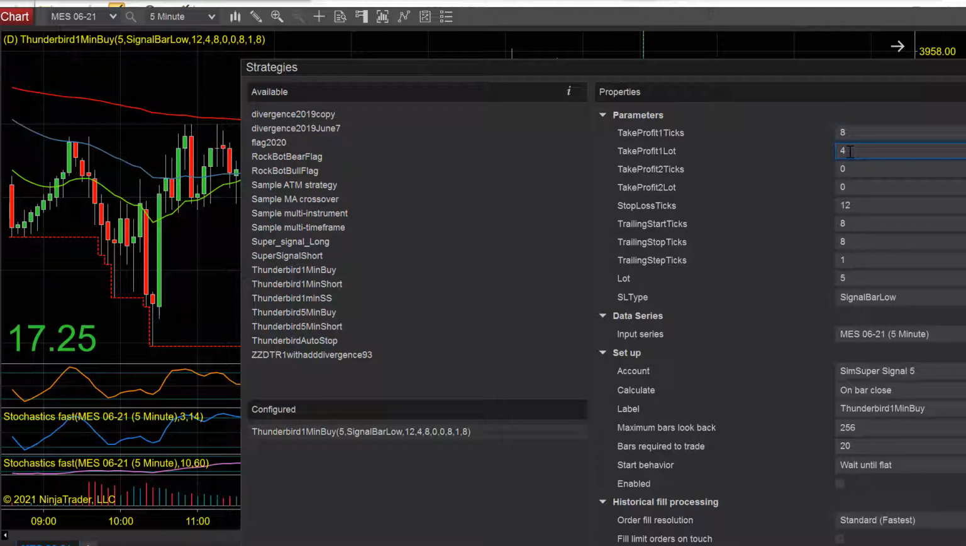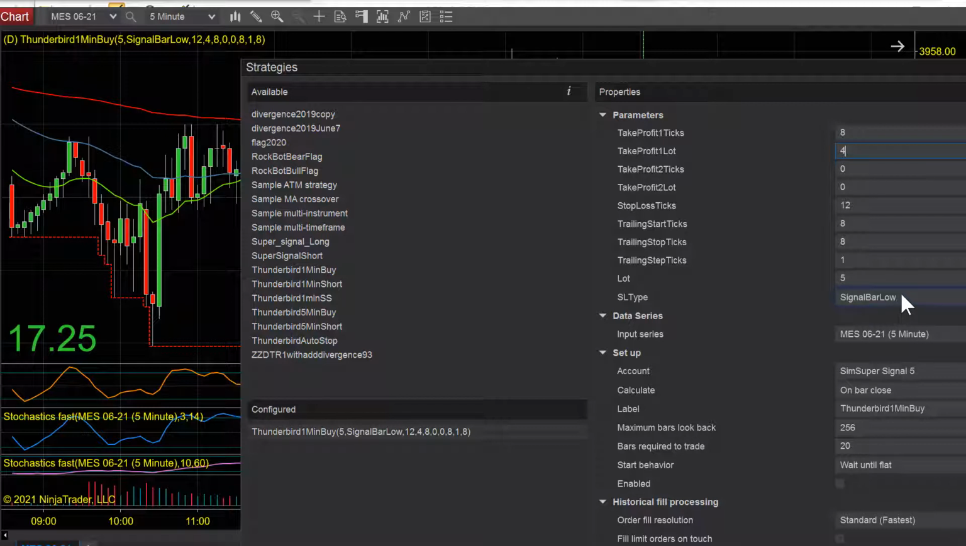Taking 4 contracts off, that's a lot. You have 5 altogether. I make 0, 0. Stop loss tick is 12, but you know what I've been doing? I've been using the signal bar low. Now the signal bar low pretty much just takes the divergence signal and puts the stop 1 tick under the candle low, which is typically what I like to do.